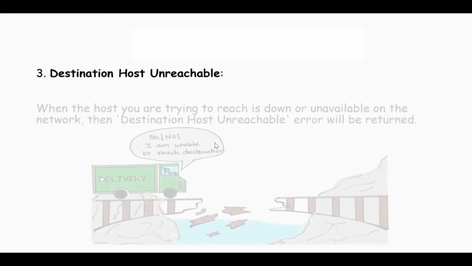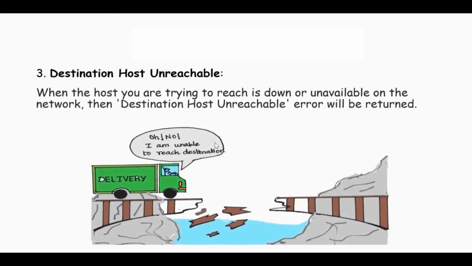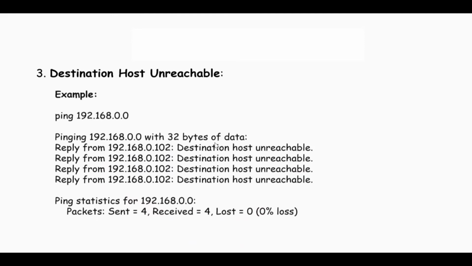So third error will be destination host unreachable. So guys, I want to deliver a package, but on the way the bridge collapses. Then I cannot reach the destination to deliver my package, right? So similarly, when the host you are trying to reach is down or unavailable on the network, then this error, destination host unreachable, will be returned. So for example, I passed ping 192.168.0.0. Then it was throwing a destination host unreachable error.